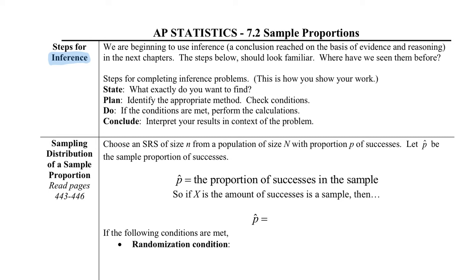We're going to take a look at all the methods and the steps that we need to do to make our inferences. And we're returning to that 4-step process: state, plan, do, conclude. We've seen that before. It was way back in chapter 4 when we were designing studies. So there's definitely a connection. We need to be able to design good studies, and the better the study is, the better inferences we can make and the conclusions we can make.